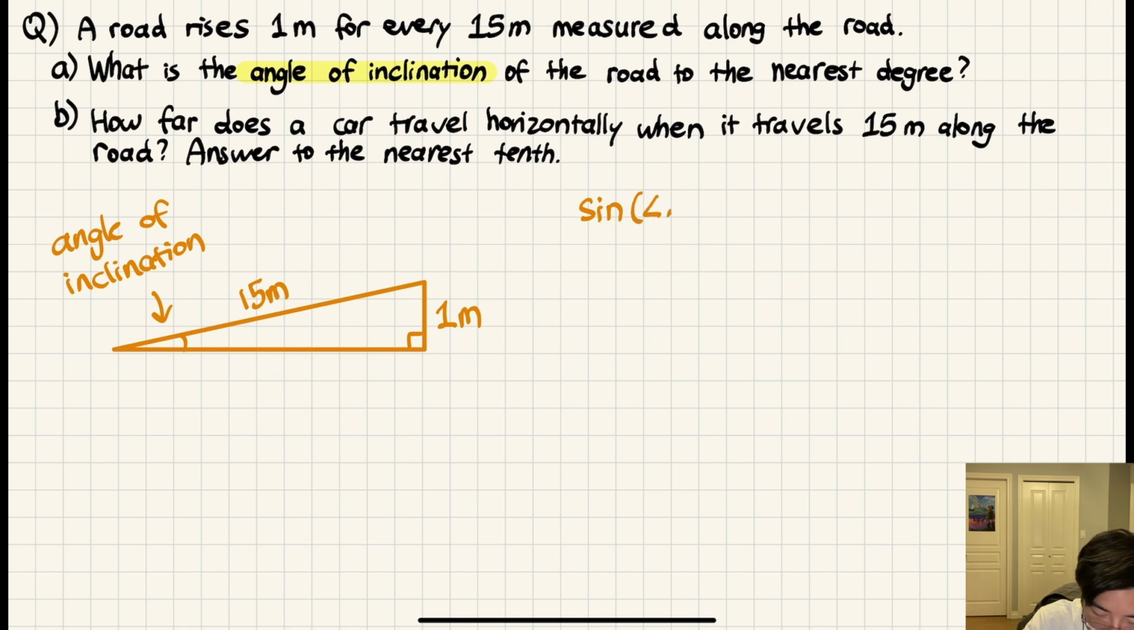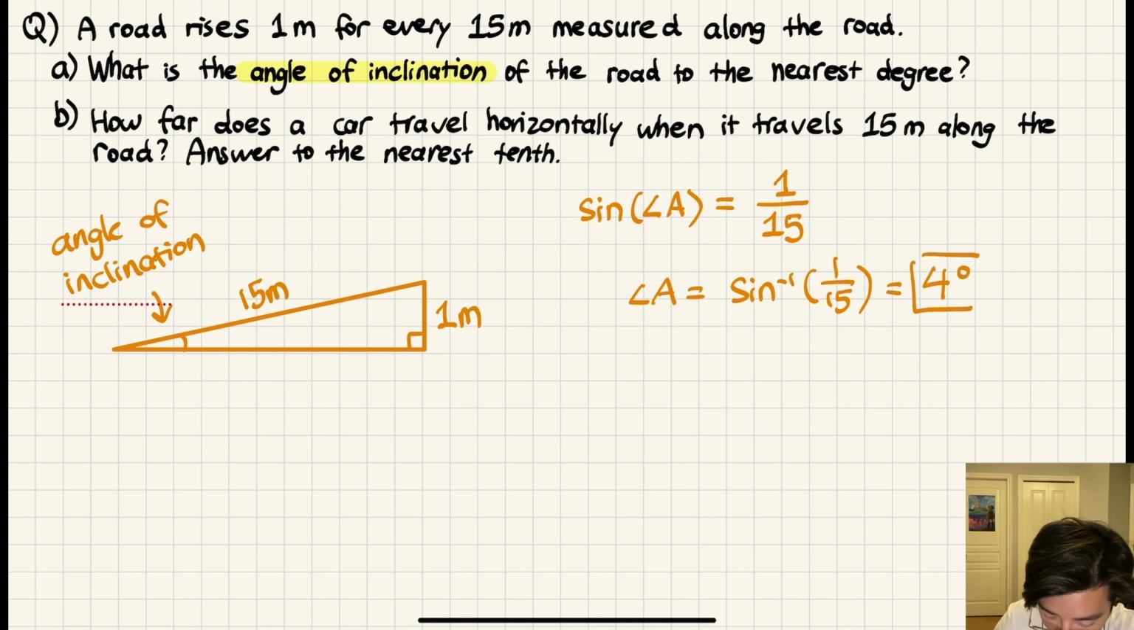So the sine of angle, let's just do angle A here, will be 1, opposite, over hypotenuse, 15. And the next step, of course, we inverse sine. So the angle of inclination is inverse sine of 1 over 15. That gets us 4 degrees right there. The question is asking us for the nearest degree. So the actual answer is 3.822 something, so we round it up to 4 degrees.